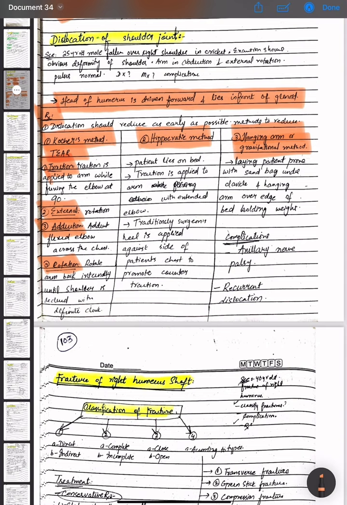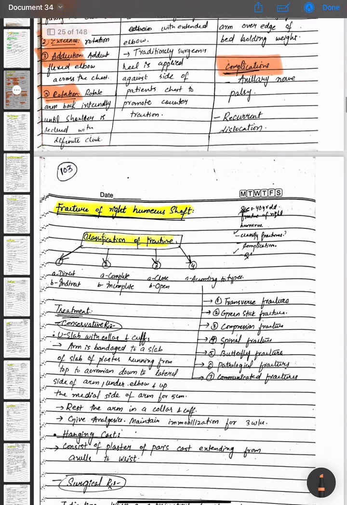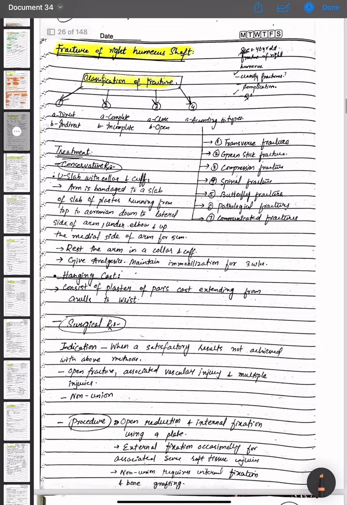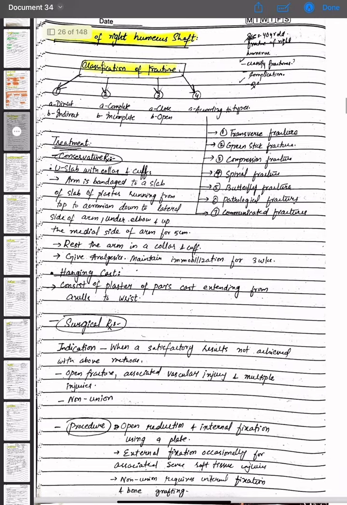The complications are axillary nerve palsy and recurrent dislocation. These are the treatment options for dislocation of the shoulder joint. Now coming towards the fracture of the right humerus shaft. We have a scenario of a 40-year-old patient with a fracture of the right humerus. Now classify the fracture, and describe the features, complications and treatment.